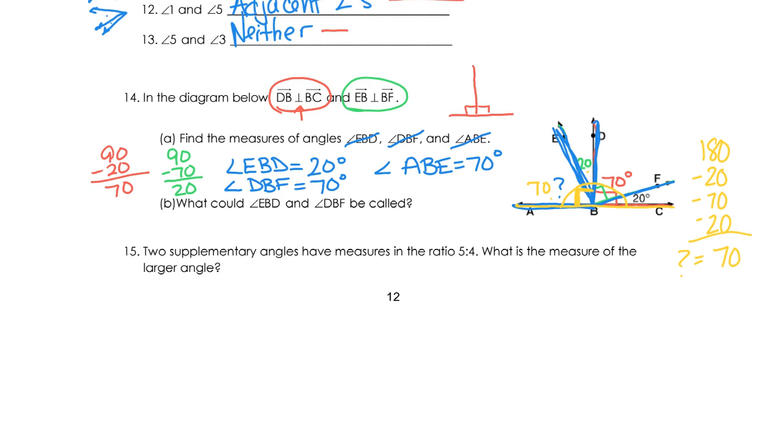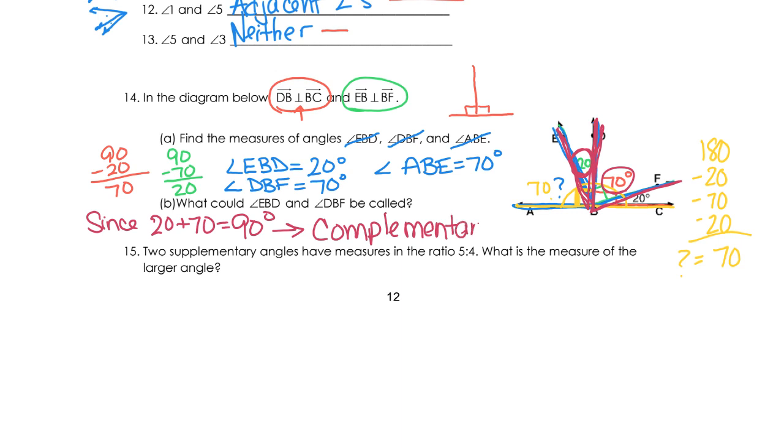Part B, what could angle EBD and angle DBF be called? I'm going to change colors so I can see this a little bit better. Okay, angle EBD is right here. That's the 20. And angle DBF is this one here, which is the 70. Well, since 20 plus 70 is equal to 90 degrees, we could call them complementary. We could also call them adjacent since they're next to each other. And I think that's all the words that we could possibly use for that.